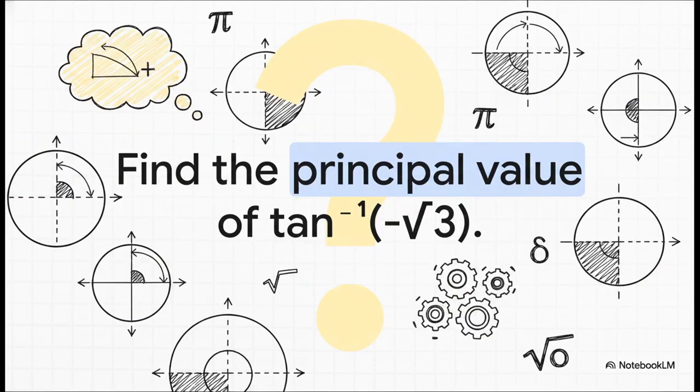To wrap up this explainer, I want to leave you with an actual question straight out of exercise 2.1 in your textbook. Find the principal value of tangent inverse of -√3. Think about the 3 steps we just covered. What is your principal value branch here? How are you going to handle that negative sign? I highly encourage you to grab a piece of paper and apply your new framework to this problem right now.